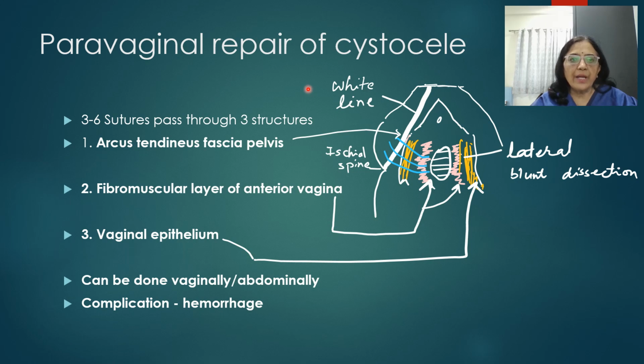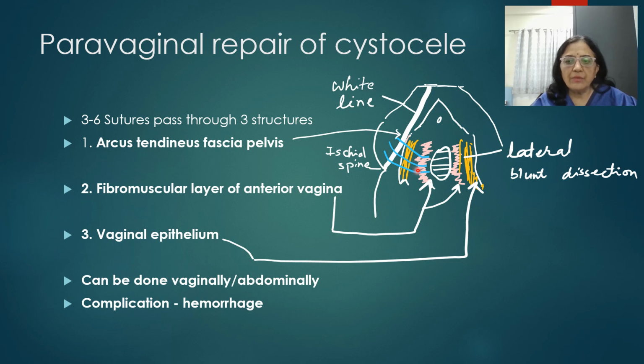If we diagnose that there is a presence of a lateral cystocele, then what we need to do is anchor this arcus tendineus fascia pelvis with the fibromuscular layer of anterior vagina, and lastly the suture passes through the vaginal epithelium. So through these three structures the sutures will pass. The number of sutures depends on how much the defect is. 3 to 6 sutures are taken.